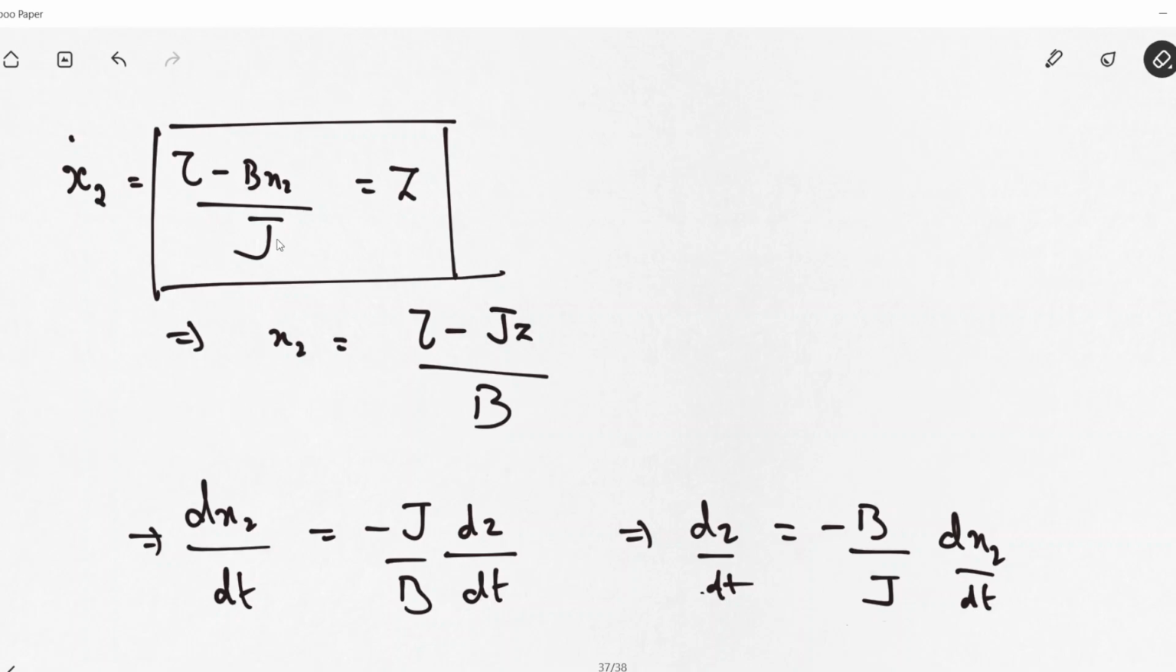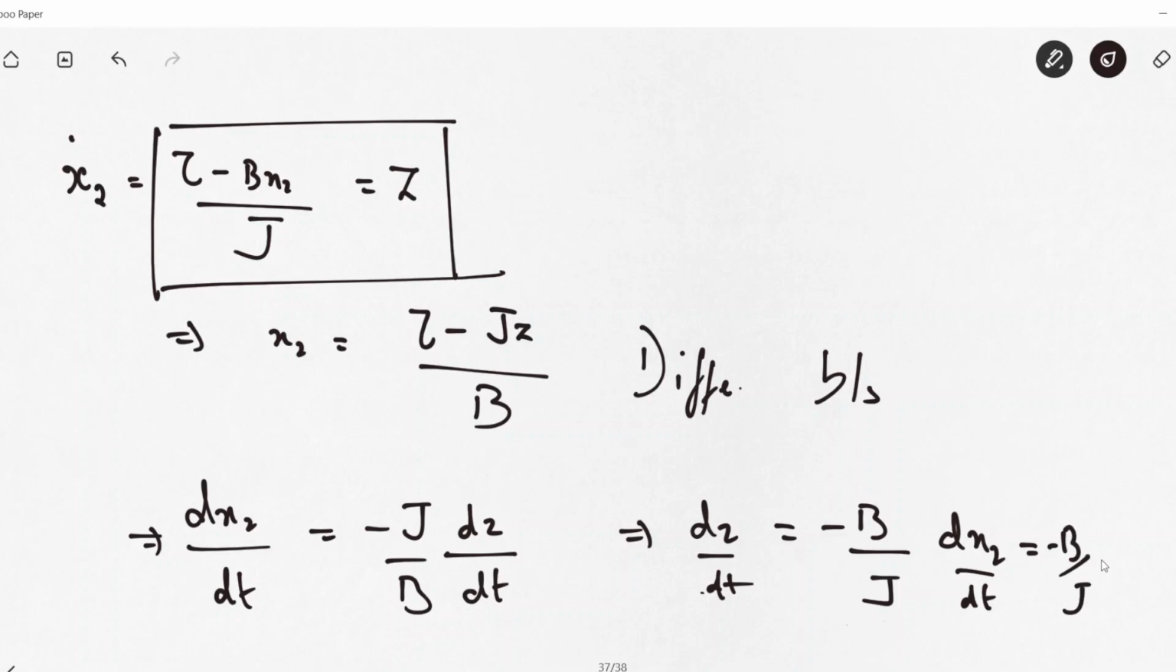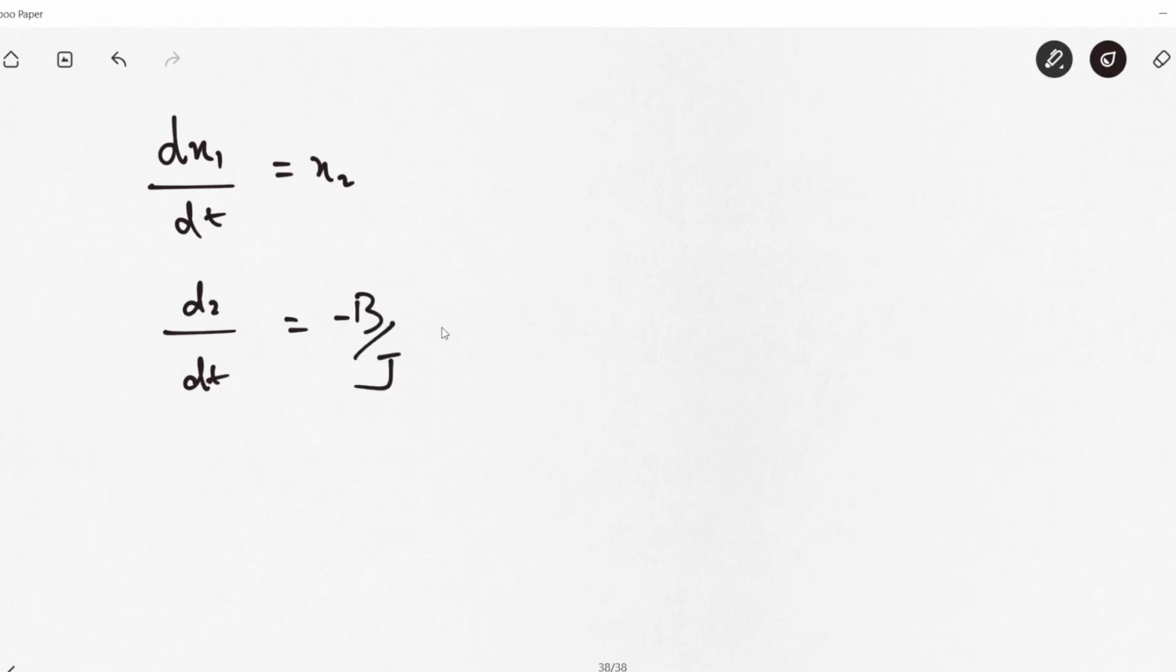x2 dot is equal to tau minus b x2 by J, that is equal to z. From this we get x2 equal to tau minus Jz by b. Differentiating both sides we get dx2 by dt is equal to minus J by b times dz by dt, which implies dz by dt is equal to minus b by J times dx2 by dt. dx2 by dt is nothing but z, so we can directly say dz by dt is equal to minus b by J times z. Now we have actually two equations. One is dx1 by dt, which is equal to x2, and we have dz by dt, which is equal to minus b by J times z.